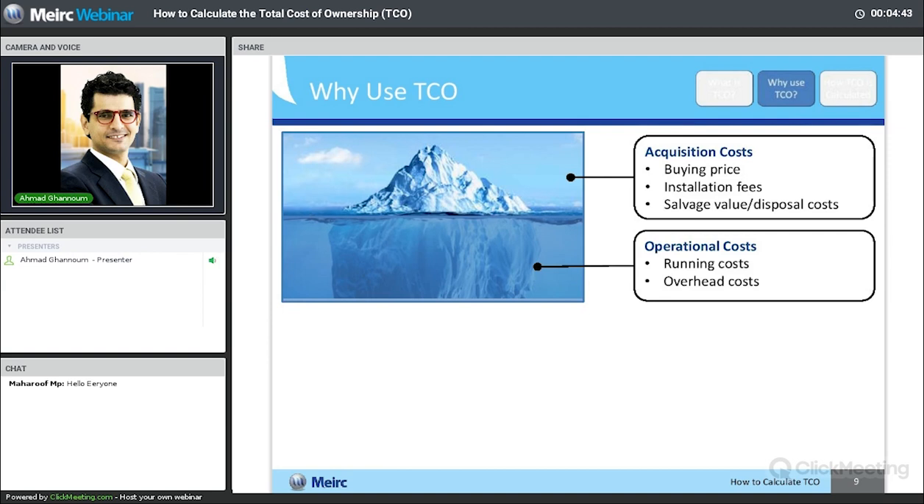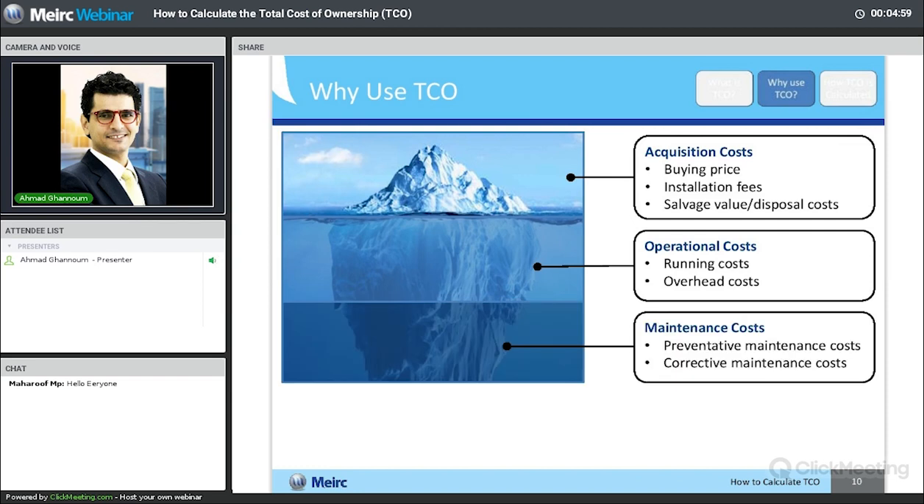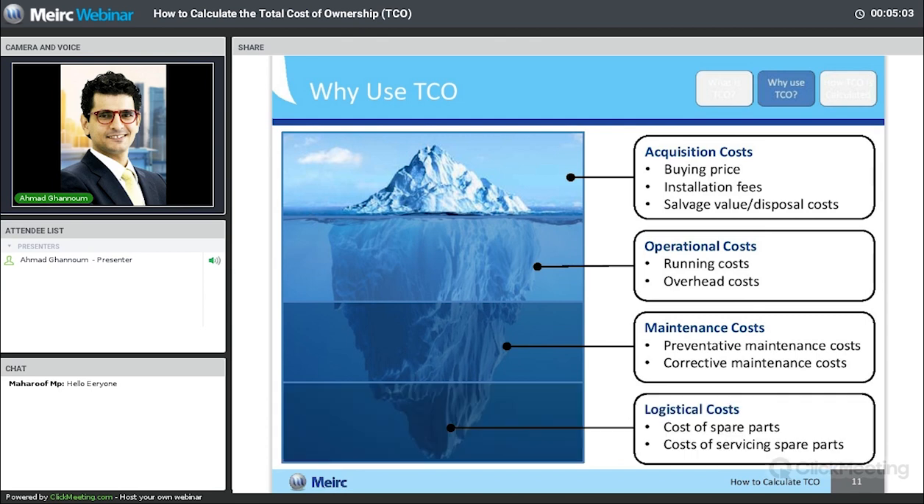If we look deeper, we're going to find that operational costs, or those expenses required to run your asset, start piling up, such as costs for fuel or the driver if we're buying a car, or maybe salaries of engineers and other staff if we're operating, let's say, a new plant or a new factory. Add to those the maintenance costs involved in upkeeping the integrity of the asset, and the logistical costs, such as the costs to purchase spare parts and the cost of servicing those spare parts, like storage and maintenance of the spare parts.